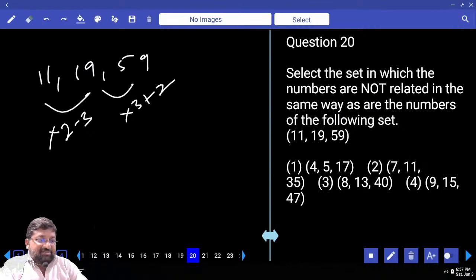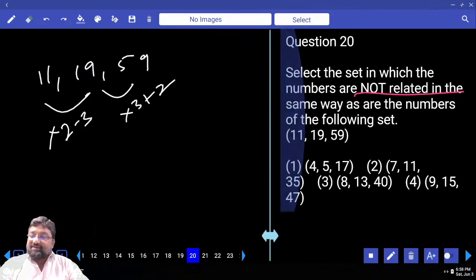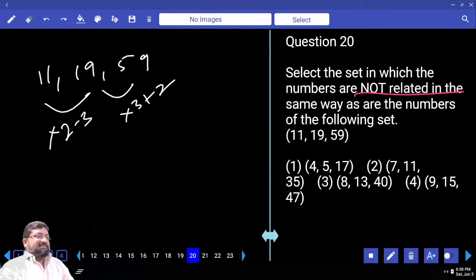Can I say the first option is my answer? Never ever try to do any question without reading the directions. If you try this question without reading the directions, 100% guarantee you will mark the answer as 1. Read the direction. Select the set in which the numbers are not related in the same way as the numbers in the following set. Related or not related? Not related. Careful. First one related or not related?